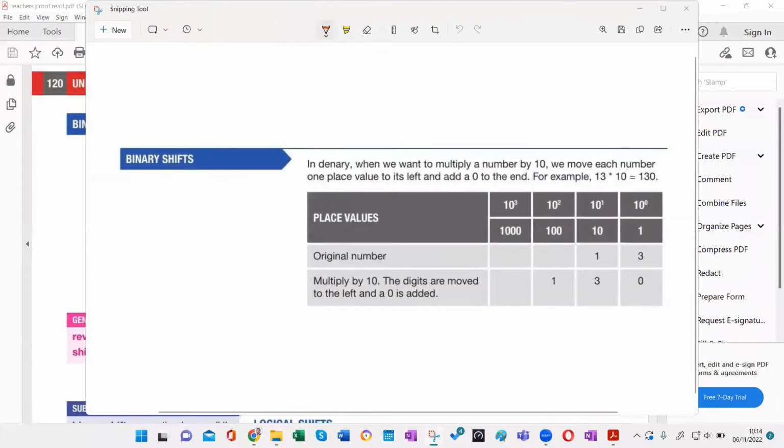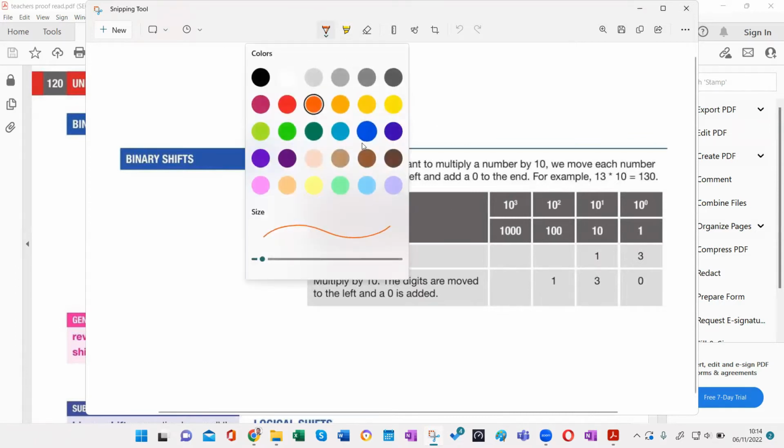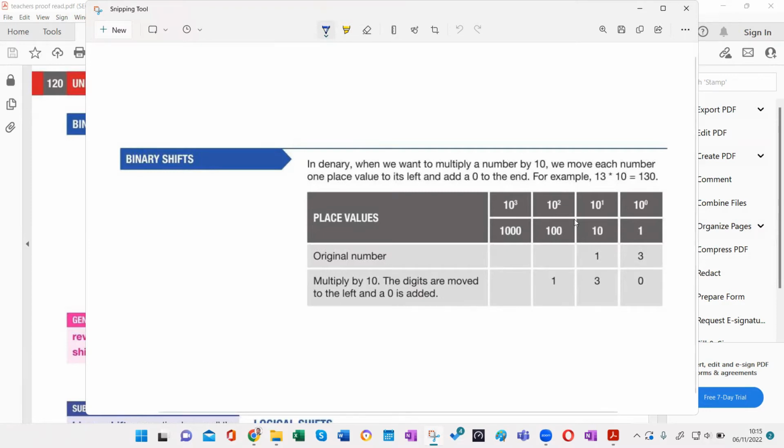Shift is basically moving a digit to the left or right, in order to multiply or divide a number. Like if you look at this as an example, if you don't understand anything, let me know, right? In denary, when we want to multiply a number by 10, we move each number one place to its left and add 0 to the end. This will result in multiplying the original number by 10 and you get 130.